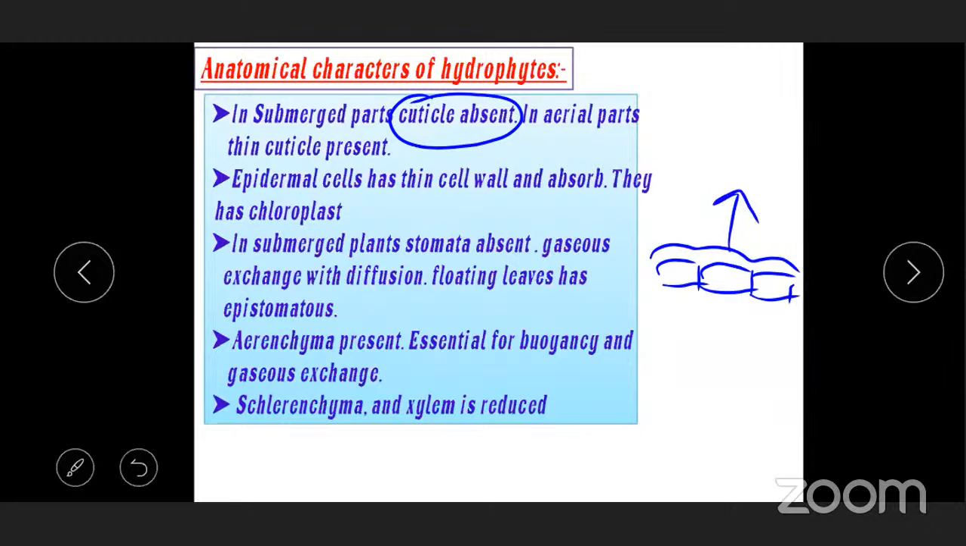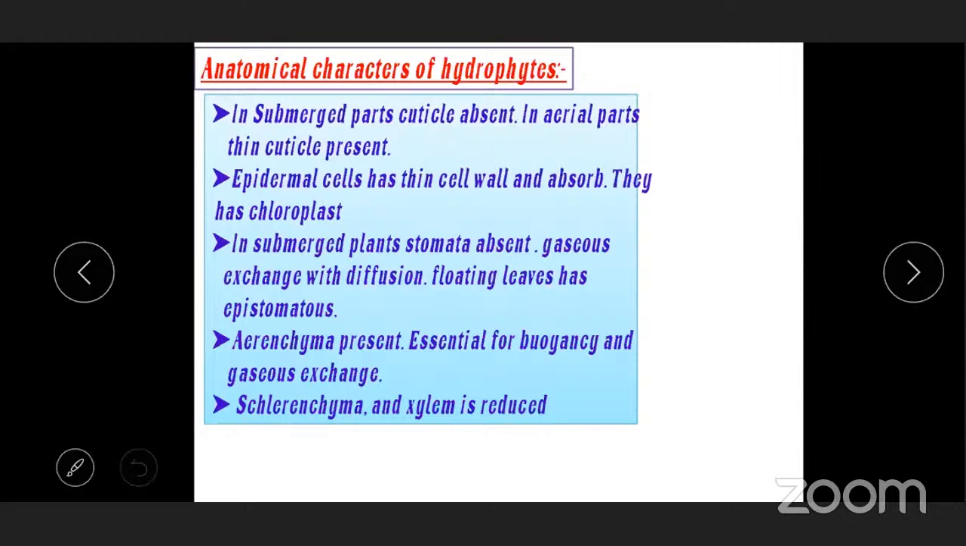The function of cuticle is to avoid transpiration, to check the transpiration process, especially in xerophytes. There is no need of transpiration in hydrophytes because they are already present in water. That is the reason. The cuticle is absent because there is no transpiration, so there is no work for the cuticle. And in aerial plants, the cuticle is present, especially in amphibious plants.